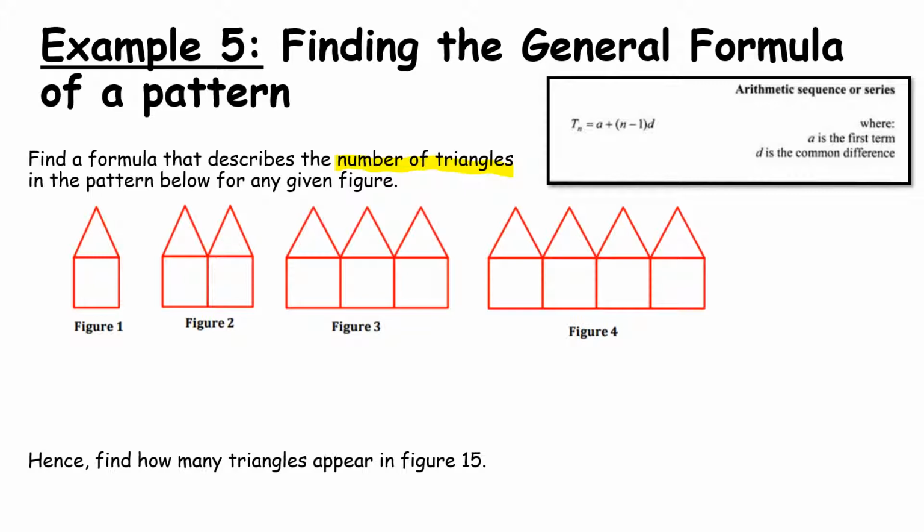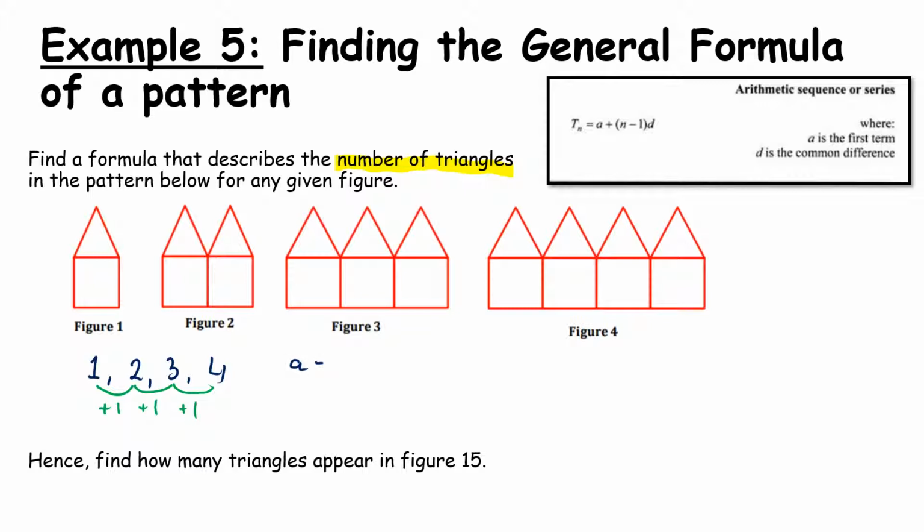First thing we're going to do is write down the number of triangles as a sequence. So we have 1, 2, 3, 4. Very straightforward. And we can very clearly see that our common difference here is plus 1. Now at this point you might be able to go, oh, I know exactly how to do this, and that's fine, but I'm going to work through the long way.